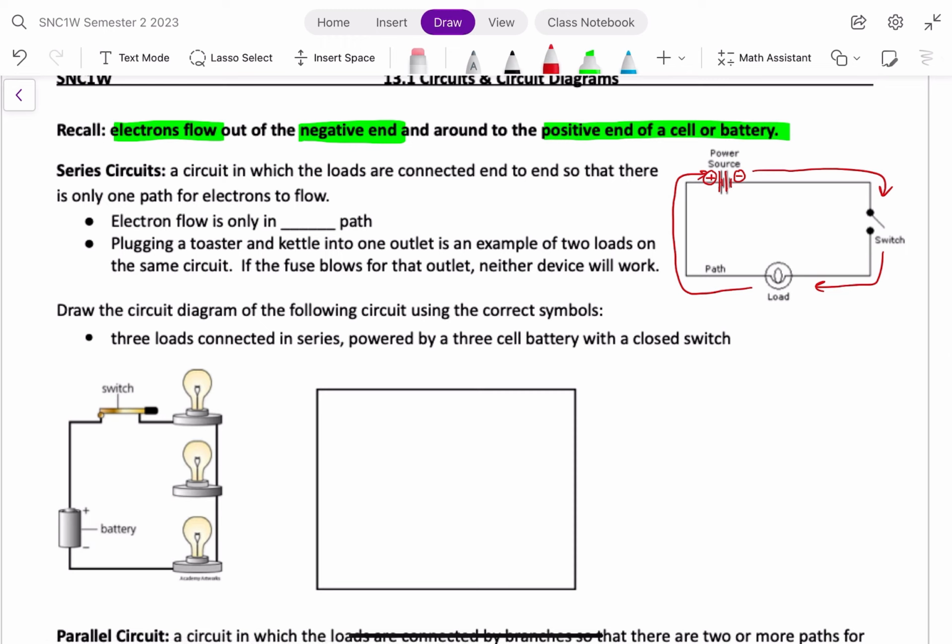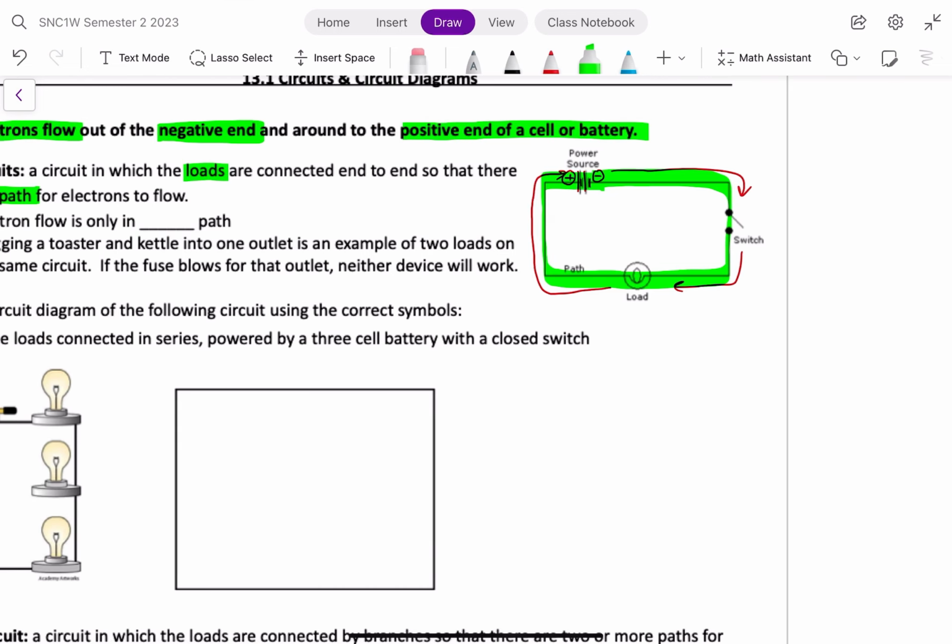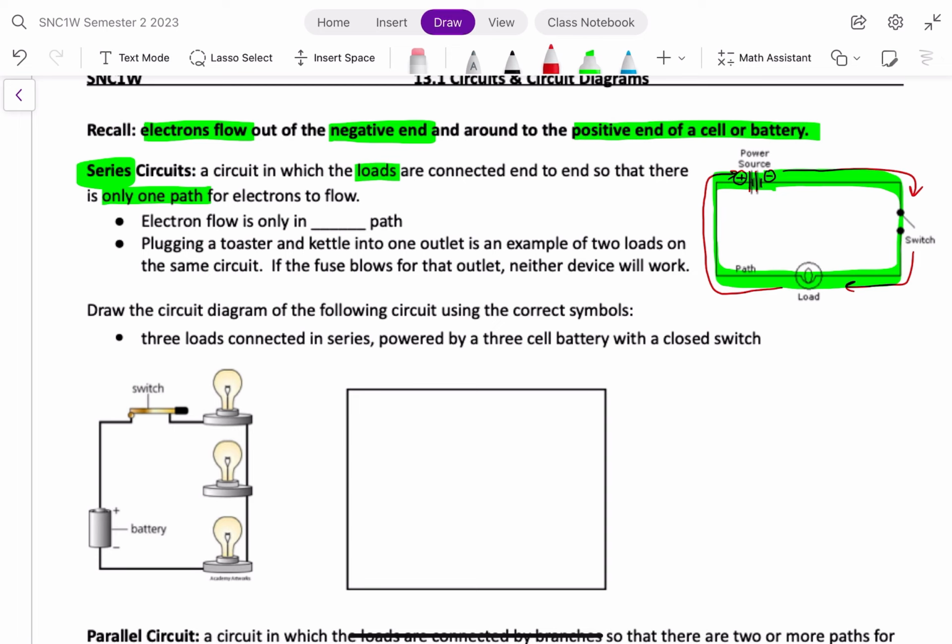First, we need to know that there are two types of circuits. The first is called a series circuit, and this is when you have loads such as a light bulb or a motor that are connected end to end. So there's only one path for electrons to flow. So if you were to put your finger on one end of the battery and you're running your finger along the circuit, it only has one path that allows it to go back to the positive end of the battery. So electron flow is only in one path, one direction.